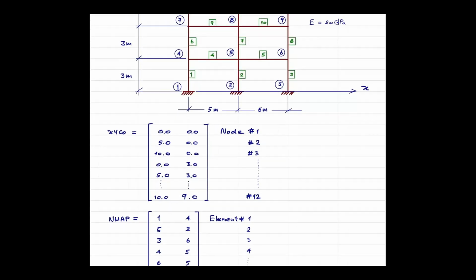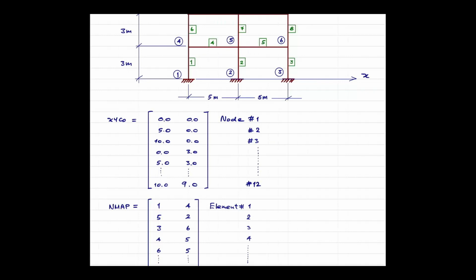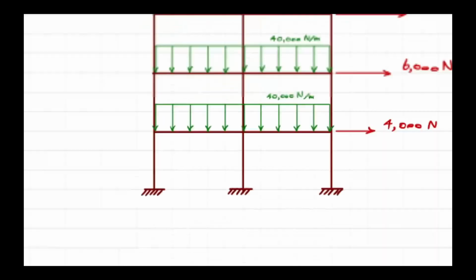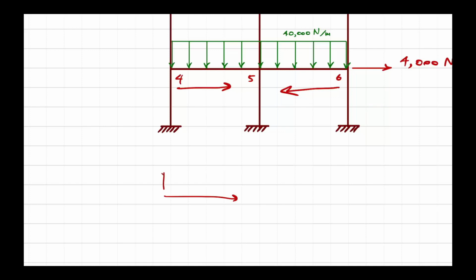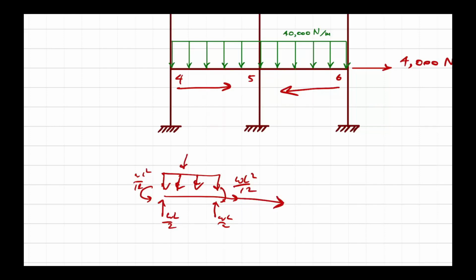For example, element number 4 and element number 5. This is 4, this is 5, this is 6. Element 4-5, start to ending goes like this. Element 5-6, start to ending goes like that. So if start to ending goes like this, and this is your fixed end, this is your load. When you compute your fixed end reaction, WL over 2, WL over 2, WL square over 12, WL square over 12. These are the sign convention for the load coming down and the local coordinate pointing towards the right.